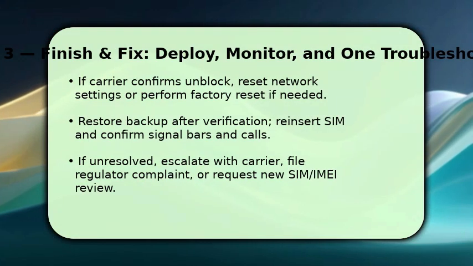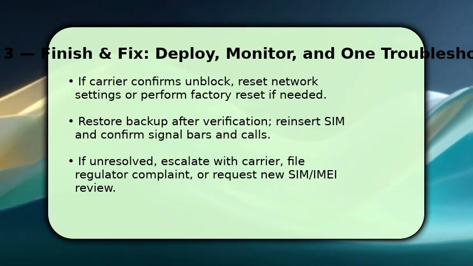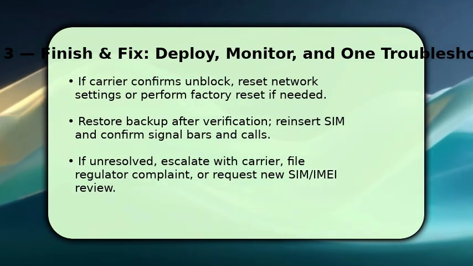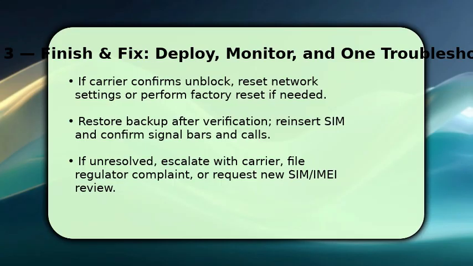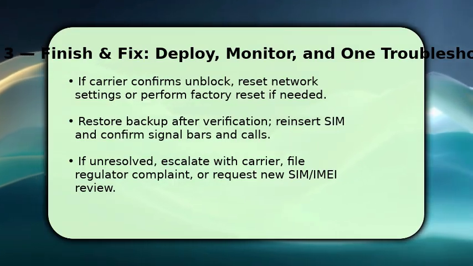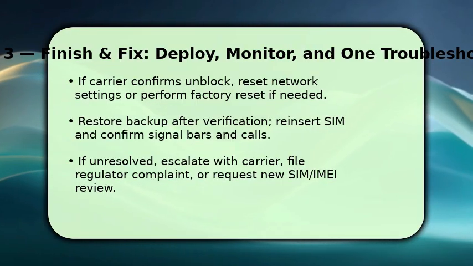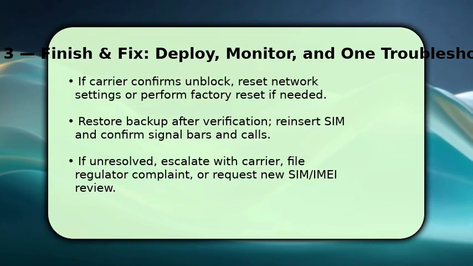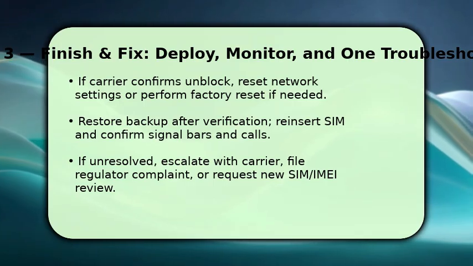You finish by applying any carrier instructions. After they confirm an unblock, reset network settings, and if unresolved, perform a factory reset. Make sure you back up first. Once restored, reinsert the SIM and verify voice, SMS, and data. Check signal bars and make a test call.